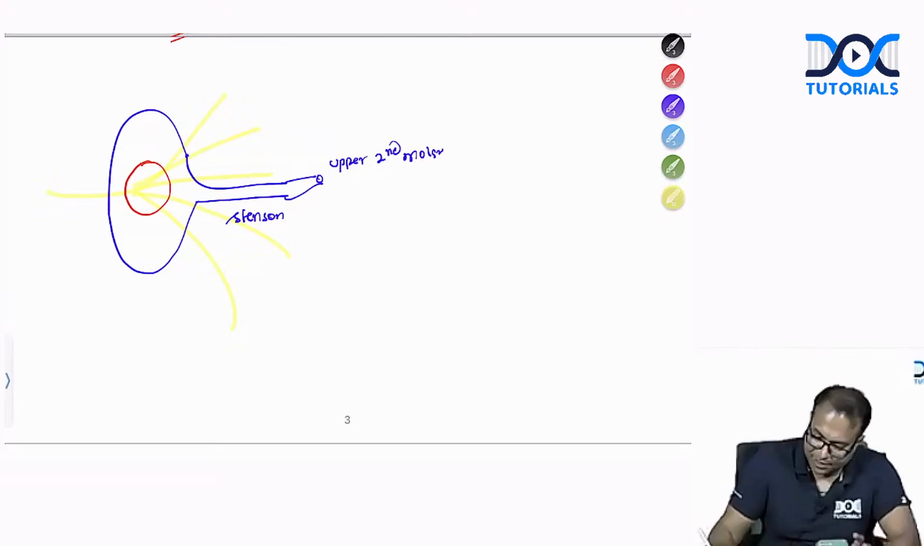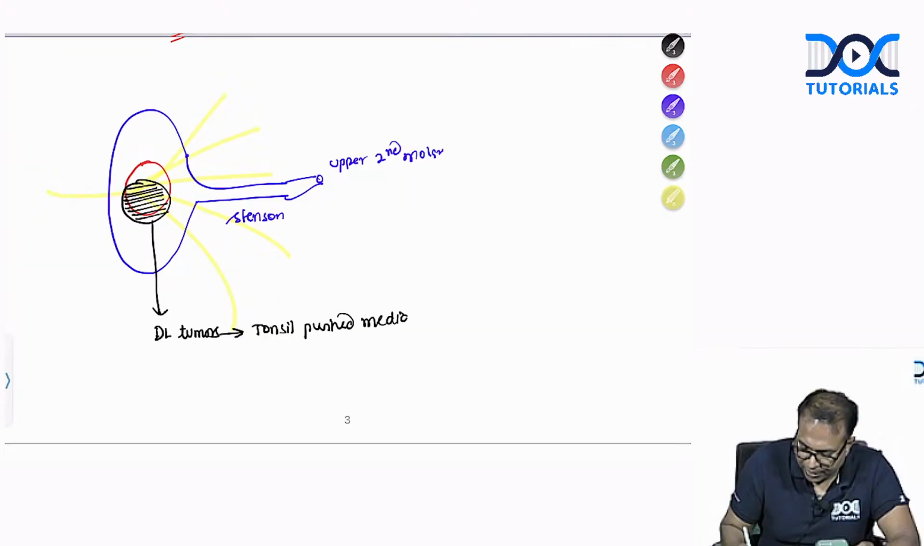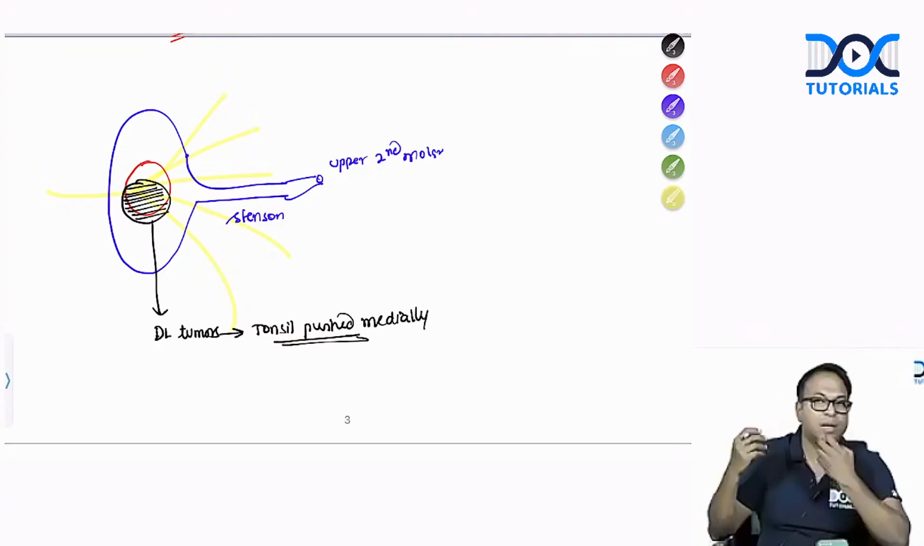All of you are correct. The answer is C. Now the tumor has been arising from the deep lobe, not from the superficial lobe. If it arises from the deep lobe, tumors will push the tonsil medially. That's the catch point here. Tonsil pushed medially is the catch point in this question. When the deep lobe is enlarged, it pushes the tonsil medially.